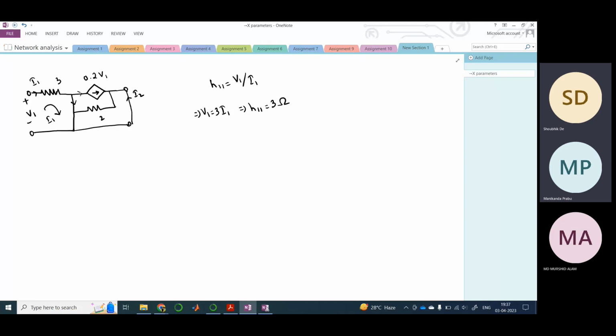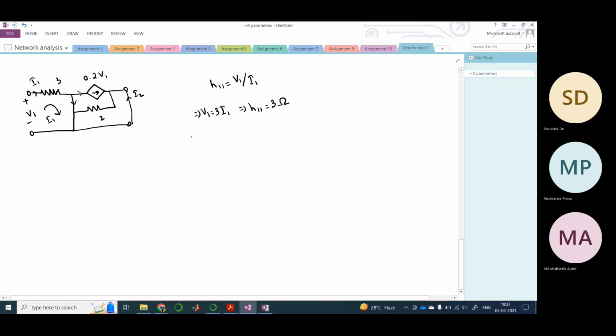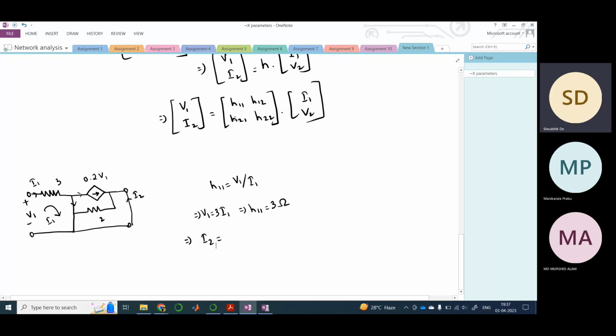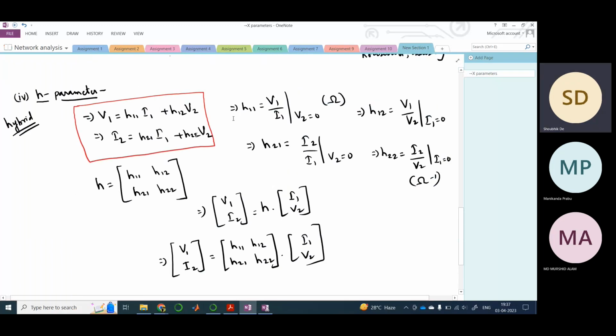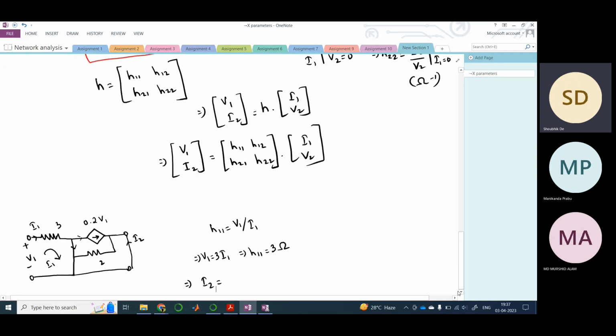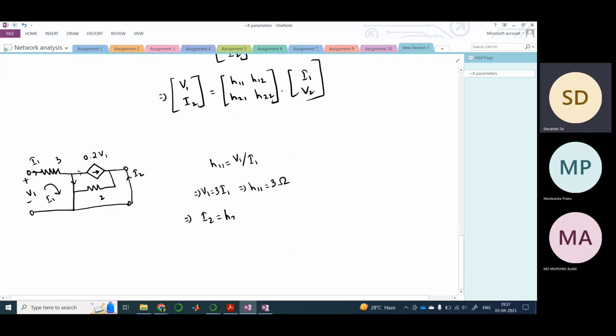Yes, sir. Okay. So now, what is the relation between I2 and I1? Because if you see the equation, when V2 is 0, I2 equals H21 I1, right? So we need to find the ratio of I2 and I1. For this, let us now apply KCL. Let us just erase this part for simplification.